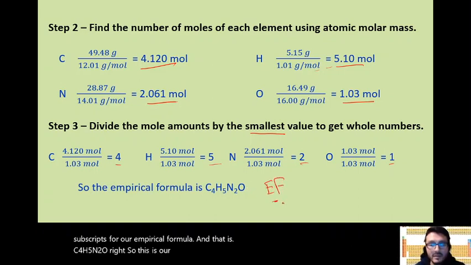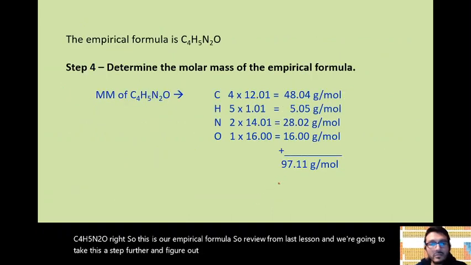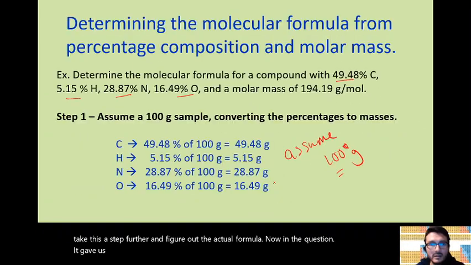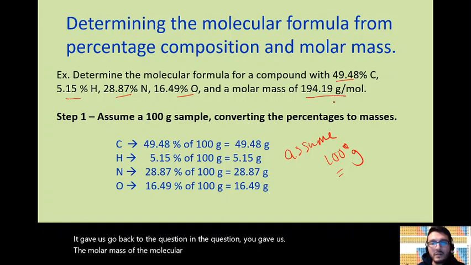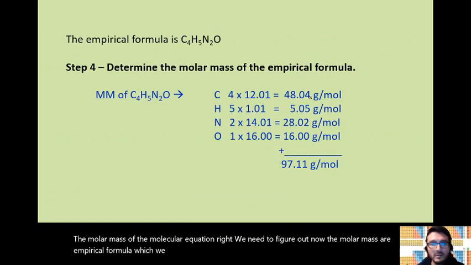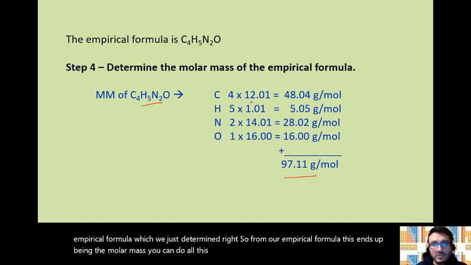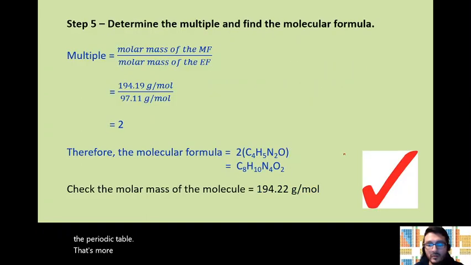So that was review from last lesson. Now we're going to take this a step further and figure out the actual formula. Let's go back to the question. In the question, it gave us the molar mass of the molecular formula. We need to figure out now the molar mass of our empirical formula, which we just determined. From our empirical formula, this ends up being the molar mass. You can do all this addition yourself. Of course, these values came from the periodic table. That's the molar mass of our empirical formula.